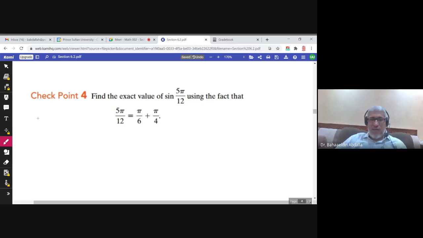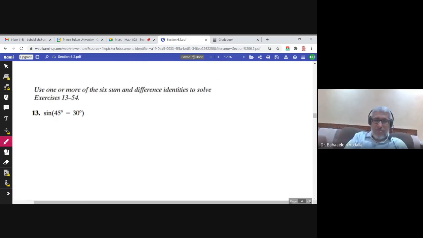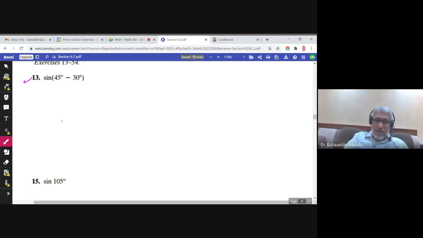Please find the exact value of sine 5 pi over 12 following the same steps. Also, do this one. Remember, this is sine 15. 45 minus 30 is 15. So now we can talk about 15.